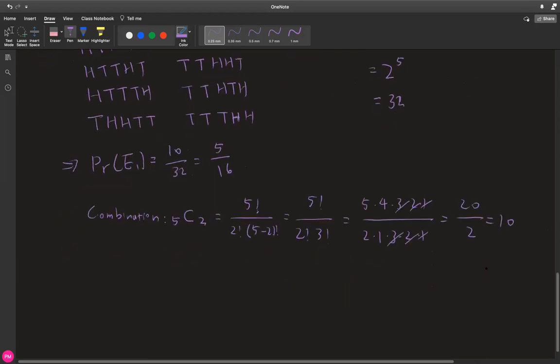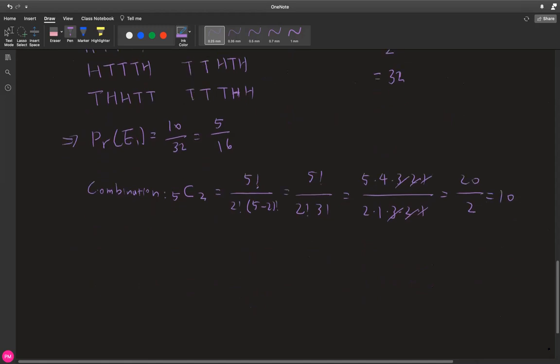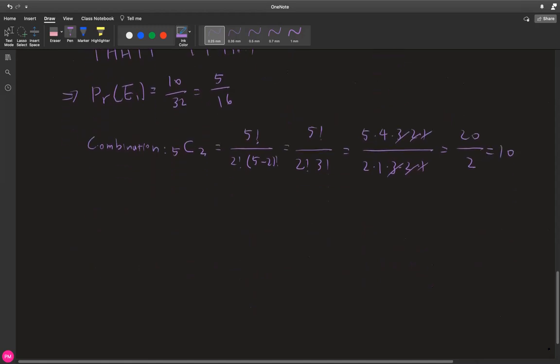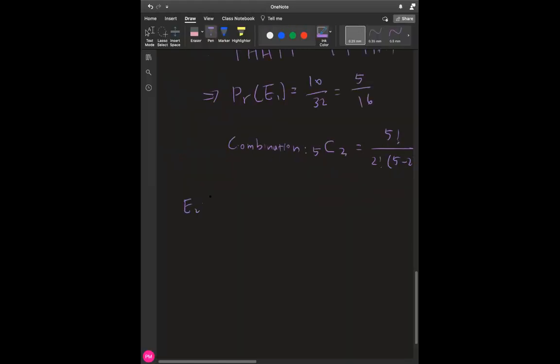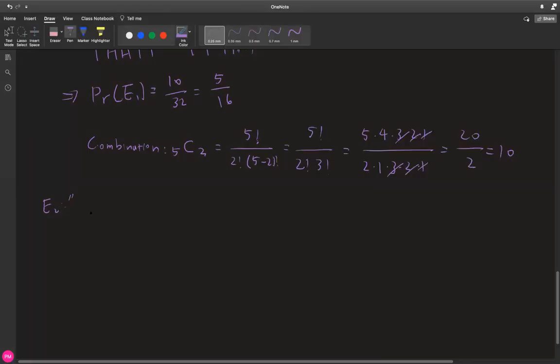Okay, so now let's look at the second event. So we're still tossing the coin 5 times. So let's say the event 2 is now defined as all 5 tosses come up the same.